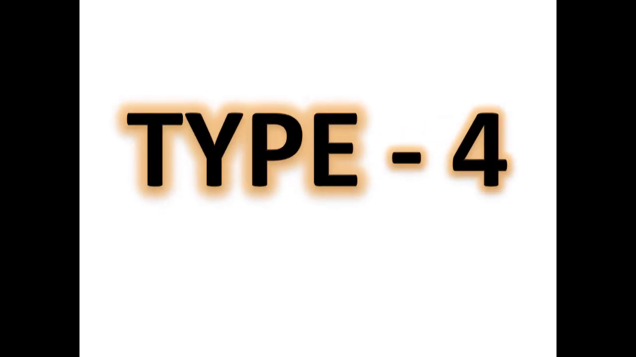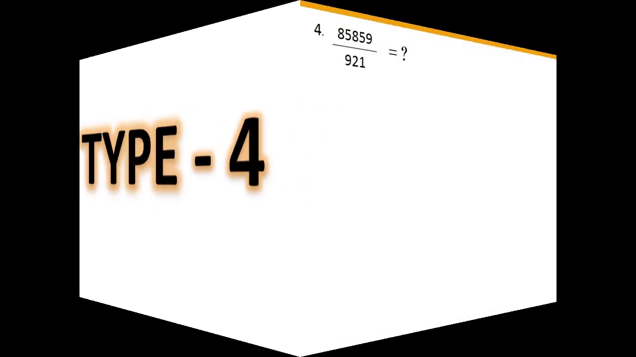Type 4. Okay friends, now in this type 4 method we are going to solve the sum which is used when the numbers in the numerator are greater than the denominator and the difference of the digits is 2. I know that you understand it some 50 to 60%. I will explain what I said in problem 4. Let's go to the problem. See the question, friends: 85,859 divided by 921 equals question mark.